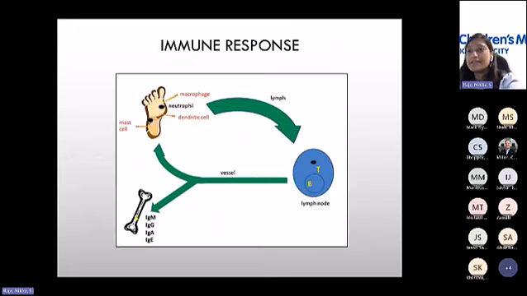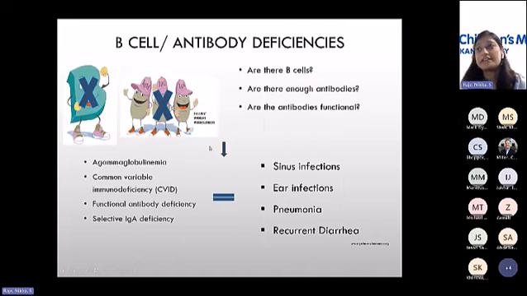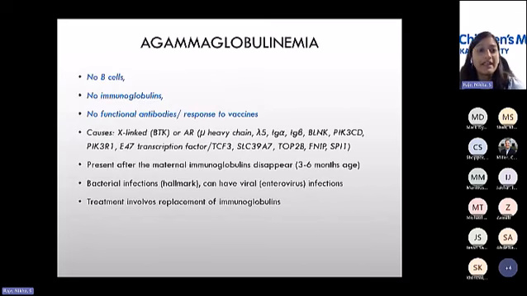As you can see in this response, the innate immune system would still be intact and doing its job. It's only the adaptive immune system that's affected, especially the B cell arm, and the T cells may still be doing their job. So if there is a defect, the questions are: are there enough B cells? Are there enough antibodies? Or if there are antibodies, are they functional or not? That can help you define the different types of B cell immunodeficiencies listed here. But regardless of which B cell deficiency it is, they all present similarly with recurrent sinopulmonary infections or GI infections. So let's talk about agammaglobulinemia.